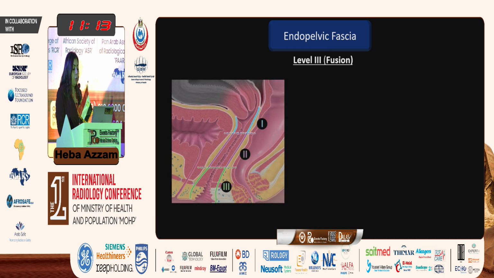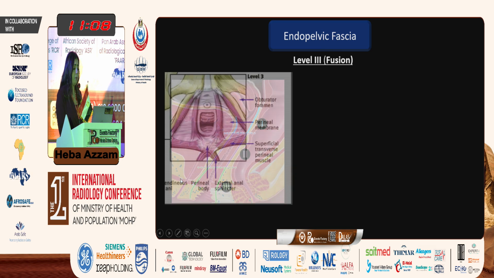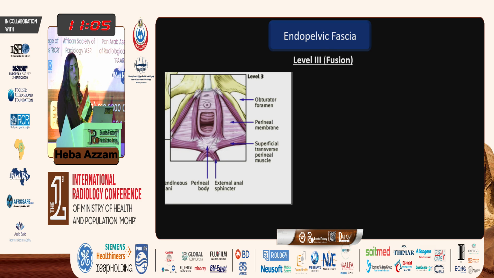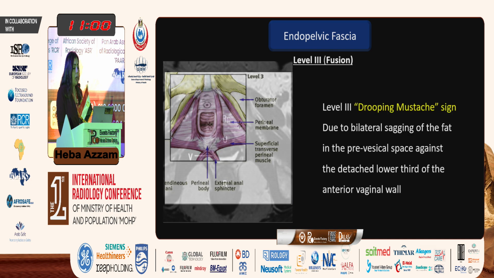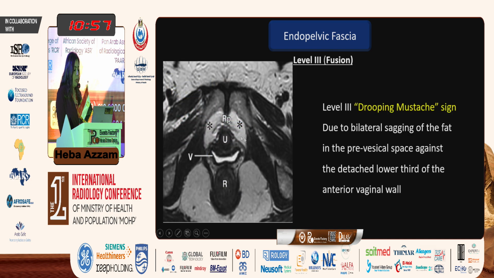Level 3 is the level of fusion. It refers to the lowermost part of the vagina, in which the vagina is fused anteriorly to the urethra, posteriorly to the perineal body, and laterally to the levator ani muscle. Failure in this level causes bilateral sagging of the fat in the prevesical space against the detached lower third of the vagina. Here, as we can see it, it's called the drooping mustache sign, and the fat sagging here resembles the mustache. So we can't see the fascia, yet we can see the defect in each level.